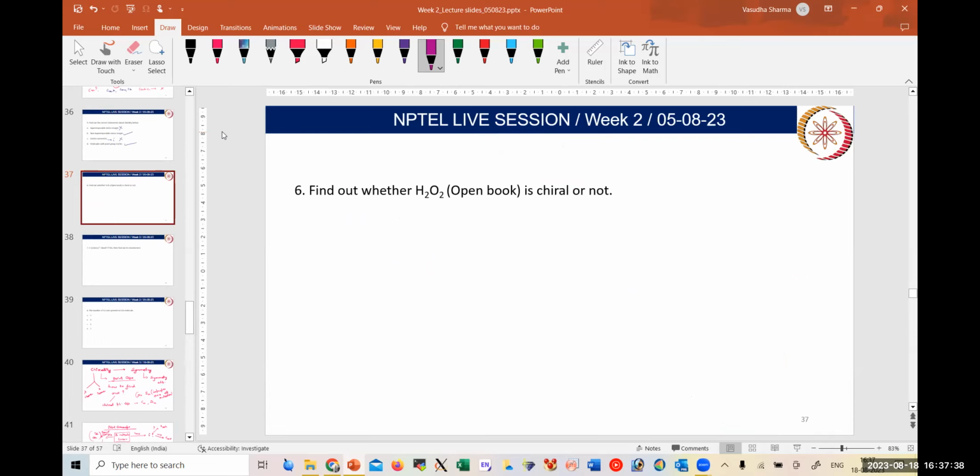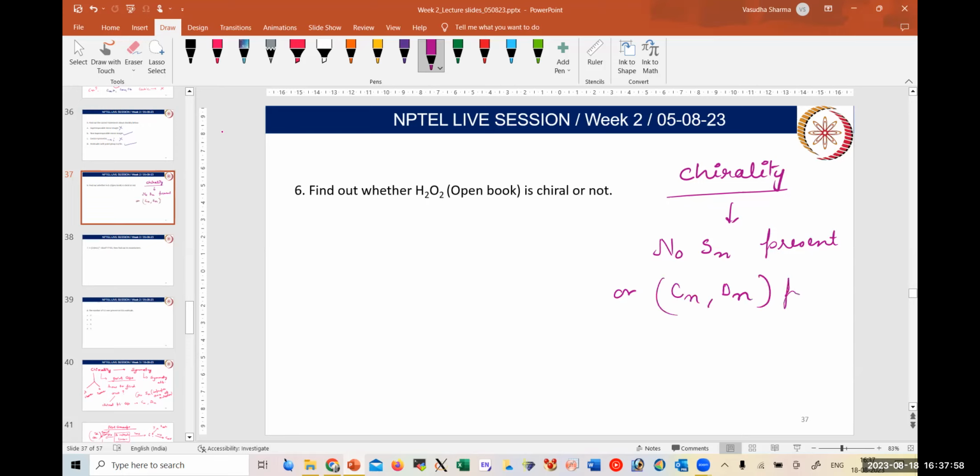So we said that there is a condition that chirality happens when there is no Sn present. Or we can say the point group should belong to Cn and Dn. They could be called chiral.